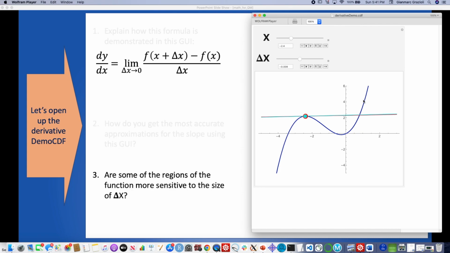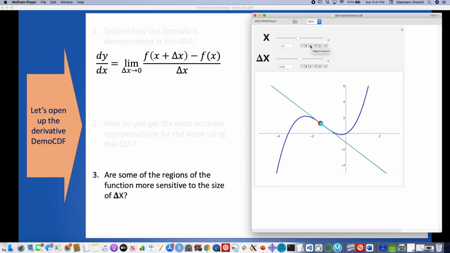All right, so now my next question. Are some of the regions of the function more sensitive to the size of delta x than others? Well, let's make it a little bit bigger, because this is a really small delta x. Yeah, let's put it right there. So it's 0.04 now. Still pretty small, but not as small as before. Now if I move this around, watch the two lines and see where they line up best. That's pretty good. That looks really close. If I put it here, that's kind of terrible. That's a pretty bad guess at the slope. And then it starts getting good again.